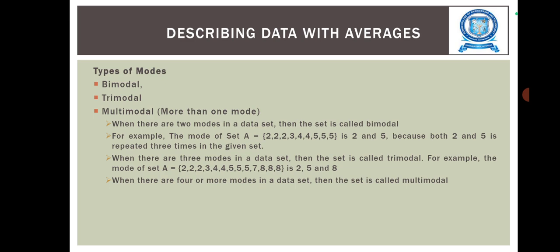When there are 3 modes in a data set, the set is called a trimodal. For example, in the given set of data, 2, 5 and another value are each repeated 3 times. So it is called a trimodal. When there are 4 modes in a data set, then it is called a multimodal.